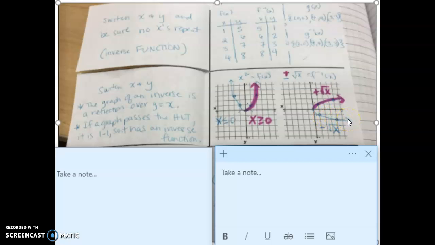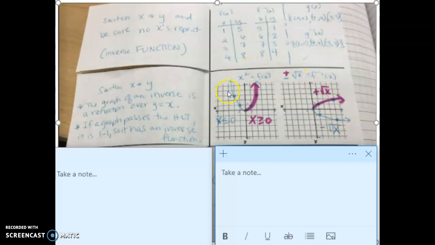So now if you look at just this left side of the x squared, you'll get this bottom portion of the parabola, which is the purple side, but just reflected over the x-axis. And so now we have negative square root of x.